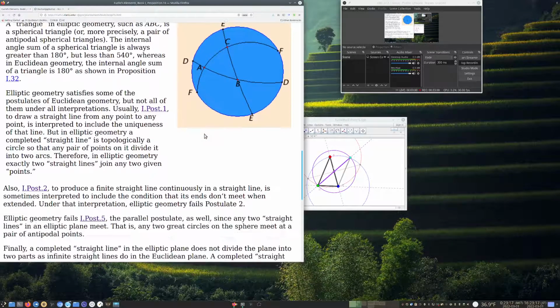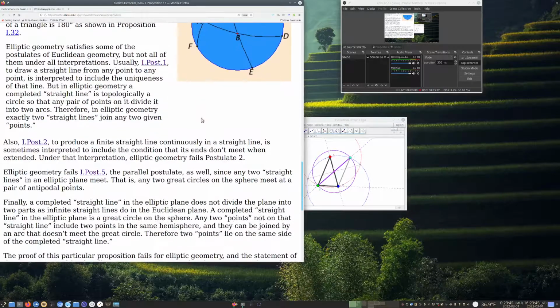Also, postulate 2, to produce a finite straight line continuously in a straight line, is sometimes interpreted to include the condition that its ends don't meet when extended. Under that interpretation, elliptic geometry fails postulate 2. Elliptic geometry definitely fails the parallel postulate, because if you take two great circles, they're going to meet at a pair of antipodal points.